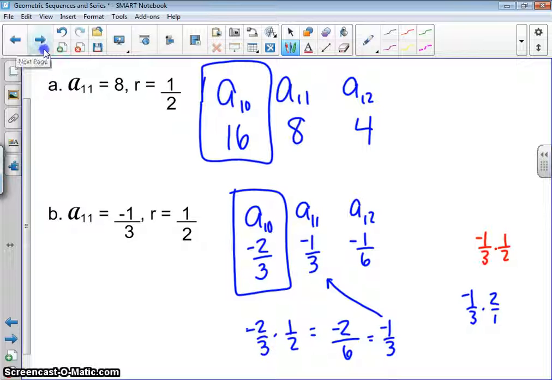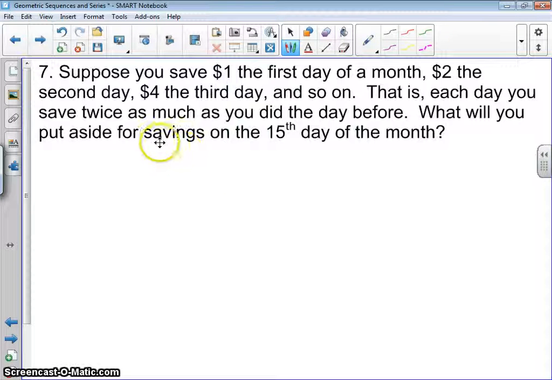Now let's look at some word problems. I'm going to look at 2 with you. All right, so it says, suppose you have $1 the first day of the month, 2 the second, 4 the third, and so on. That is, each day you save twice as much as you did the day before. What will you put aside for savings on the 15th day? So this is asking specifically for A15.